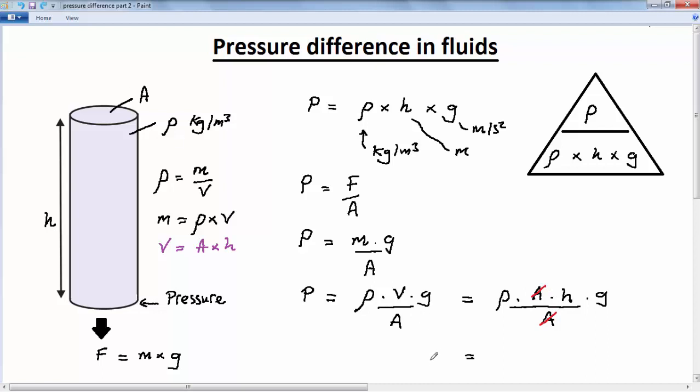So we can say that the pressure difference in a fluid between any 2 points, what we've stated here is between the top and the bottom of the fluid, but it's also true for any 2 points in that fluid. The pressure difference is equal to rho, the density of the fluid, multiplied by h, the height difference between those 2 points, multiplied by g, the acceleration due to gravity. I'll put a little box around that.